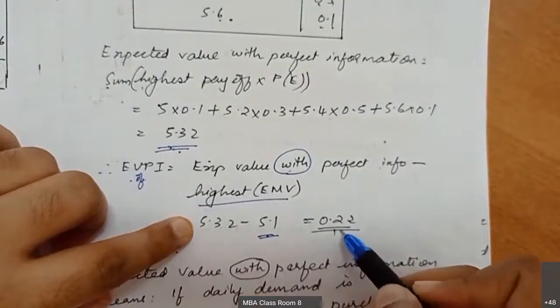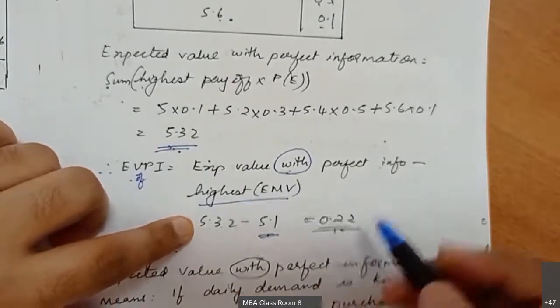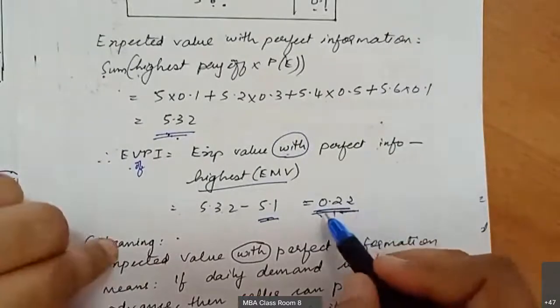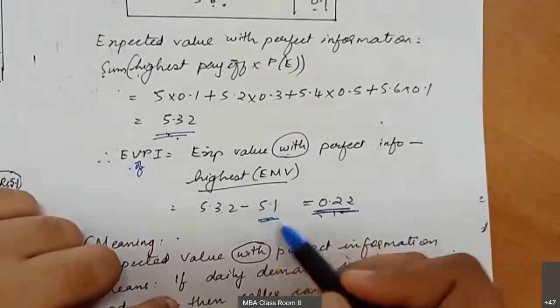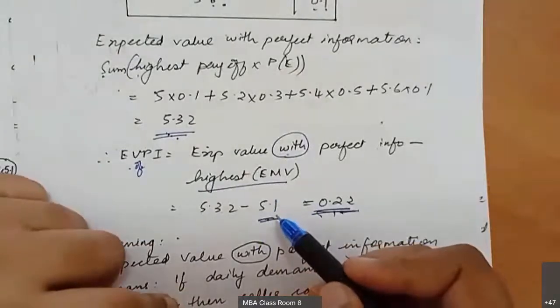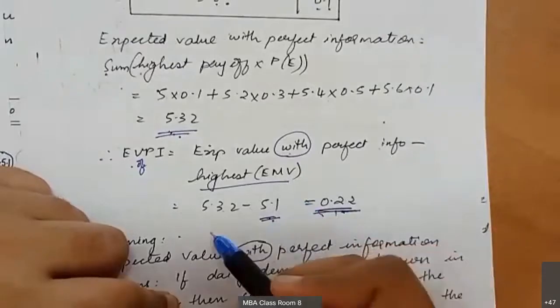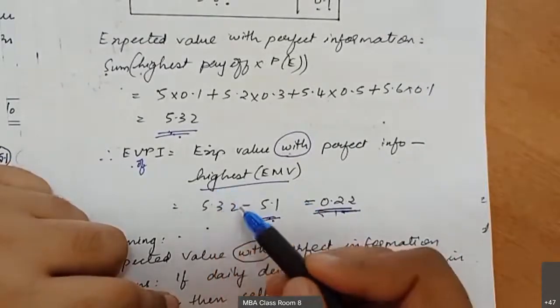You will get 0.22. What is the meaning? If you had perfect information, then you could have made an extra profit of 0.22. This is your extra profit. What profit did we actually get? 5.1. Without having perfect information, we got a profit of 5.1. If we had perfect information, our profit would have been 5.32.